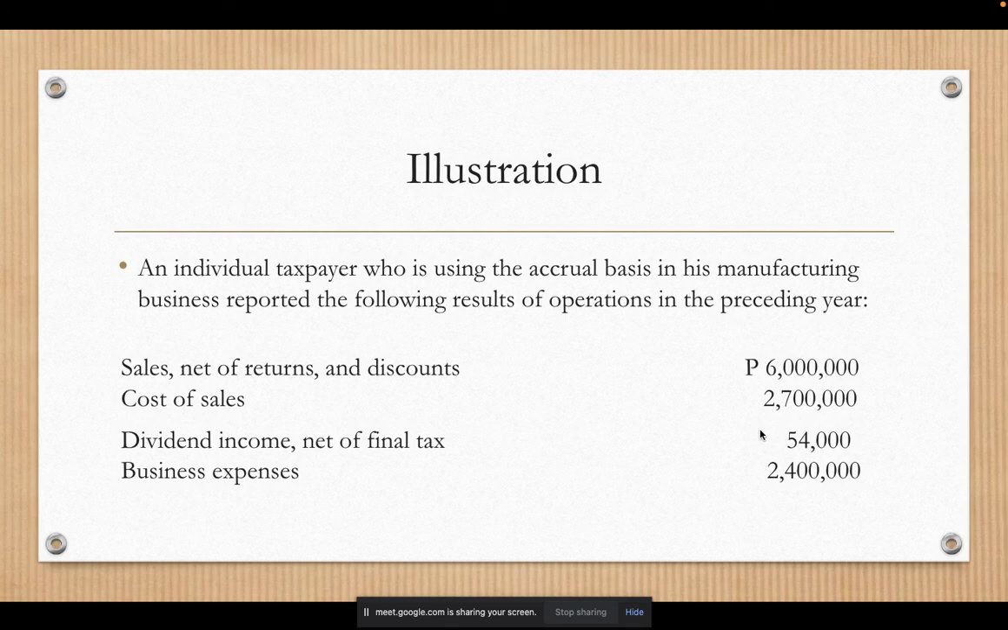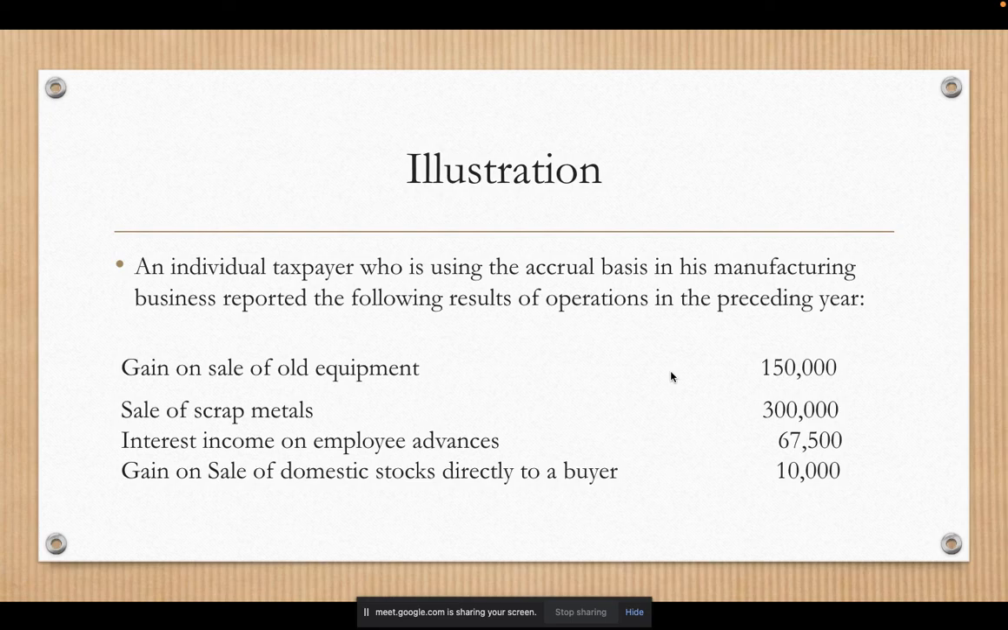What's our net taxable income here? Anyone? Ano, ano sir? 900,000. Do we add the 54,000 dividend income as part of gross income? I think no sir, since it is already subjected to final tax.